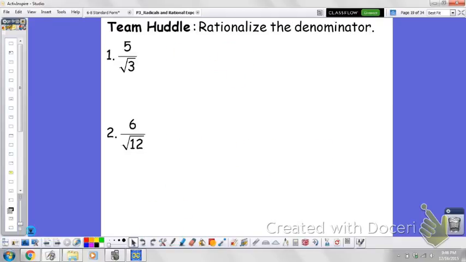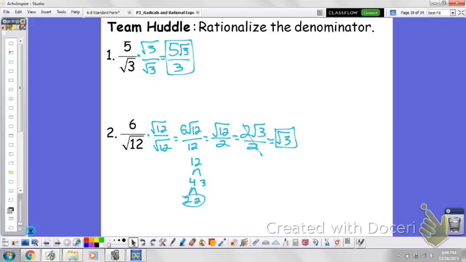So, go ahead, work through this huddle by rationalizing the denominator. Go ahead and pause the video. When you're ready for the solution, unpause it. So the two solutions are 5 root 3 over 3 and root 3.